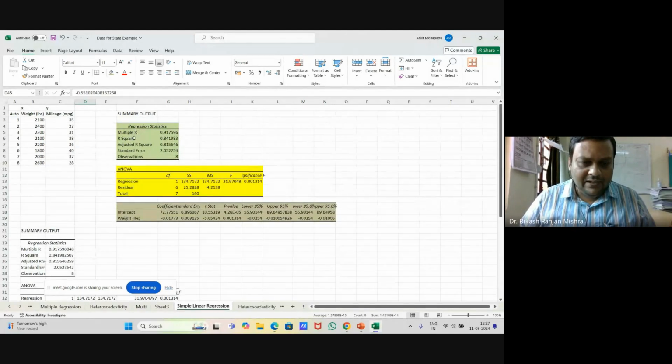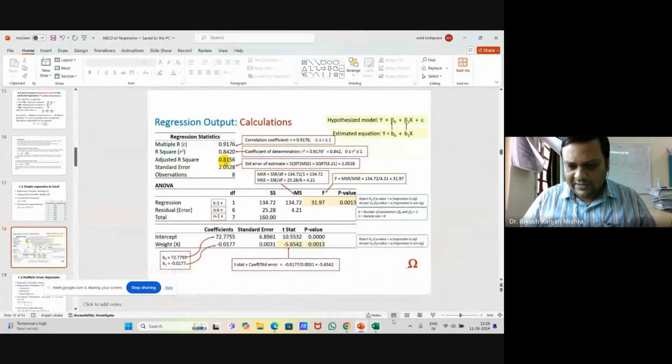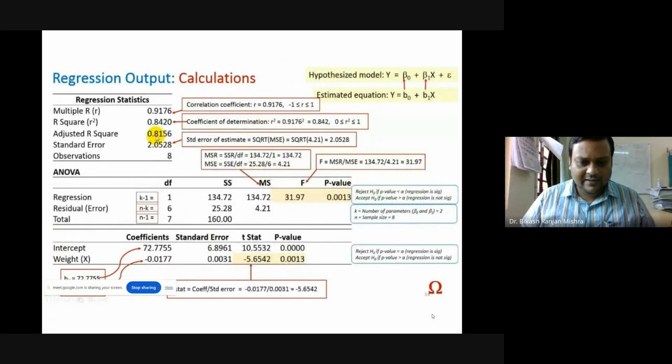Which one is highlighted over here? So multiple R 0.91, R square 0.84, adjusted R square 0.81, ANOVA regression degrees of freedom 167, SS 134, 25, etc. This figure and this figure, whether they are the same or different.